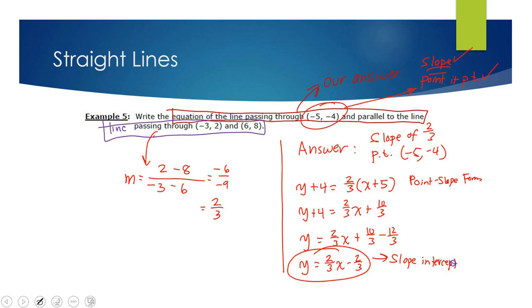But this is the general way you're going to find information for any line. You need to figure out what its slope is and then the point it passes through.